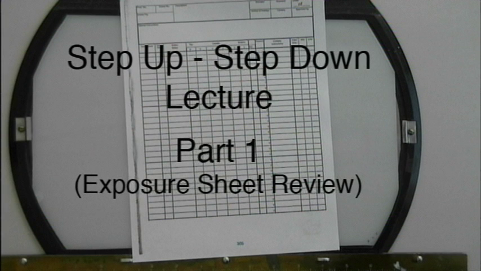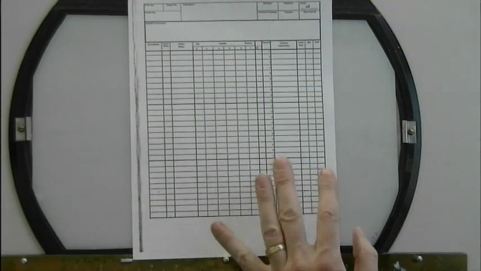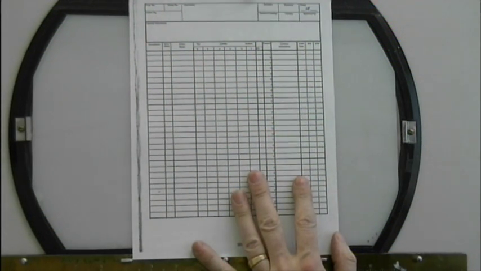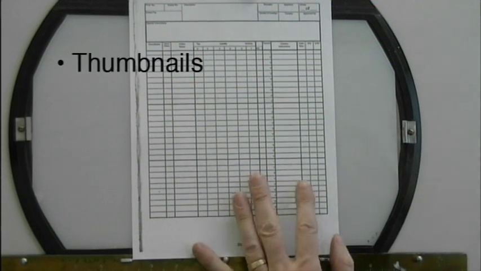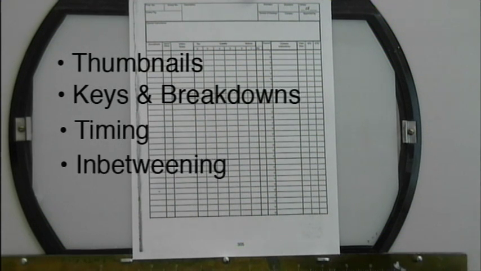We'll be talking about the exposure sheets first, then I'm going to talk about the layouts, and then we're going to do some action analysis. Then I'm going to leave it up to you to do the remainder of the stuff, which will be thumbnailing, roughing your keys and your breakdowns, doing pencil tests, doing your timing, and then coming up with the final cleaned up version with all the in-betweens on it. So those are all the various steps that we're going to talk a little bit about today.